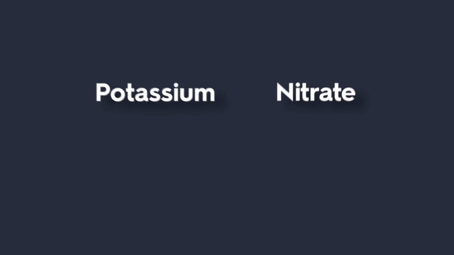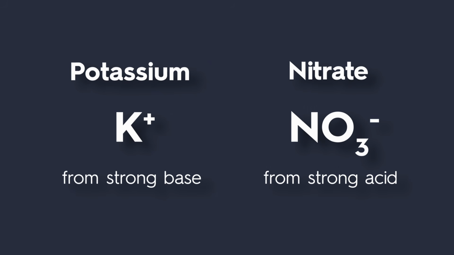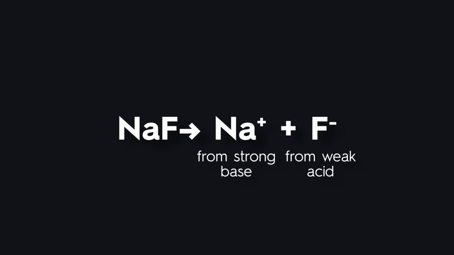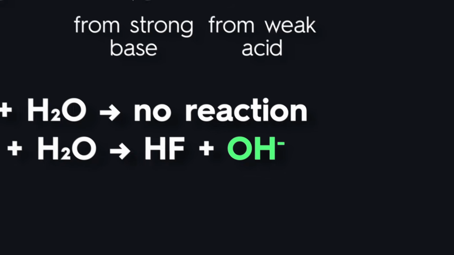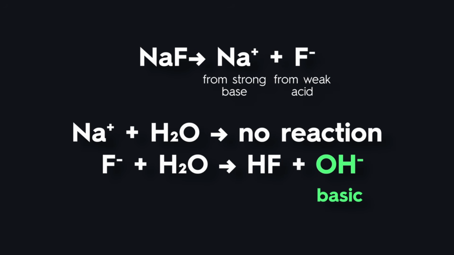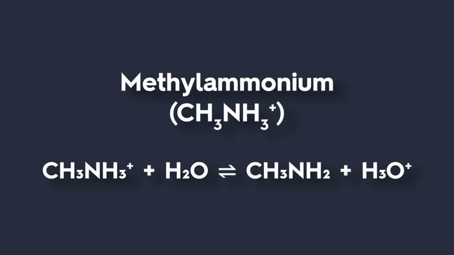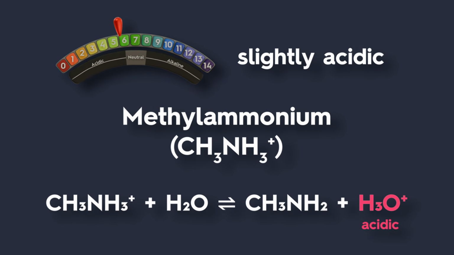Some salts are neutral. Potassium nitrate splits into potassium and nitrate, both spectators from a strong base and a strong acid. They barely interact with water, so the pH stays about 7. Other salts are basic. Fluoride is the conjugate base of hydrofluoric acid, a weak acid. It takes a tiny sip of protons from water, forming hydroxide, so the solution becomes slightly basic. Conversely, a cation that is the conjugate acid of a weak base, like methylammonium, can donate a proton to water and make hydronium, nudging the pH below 7.